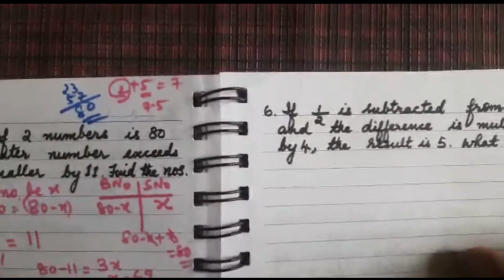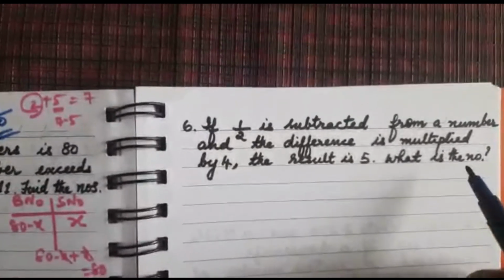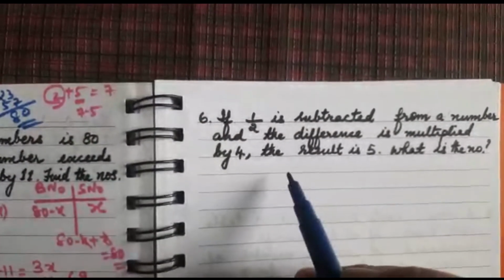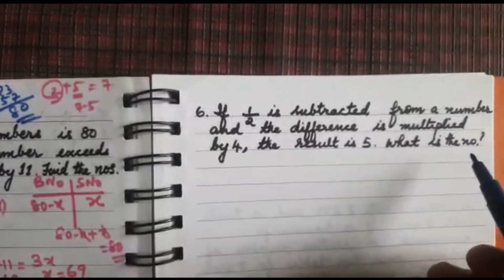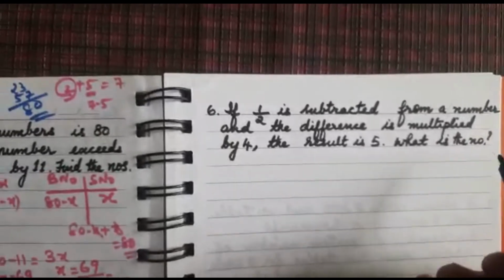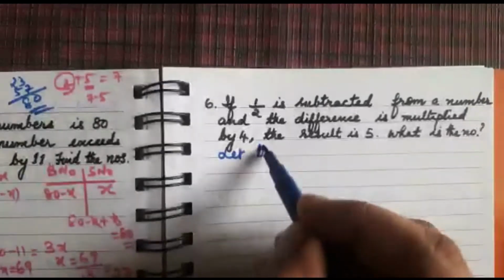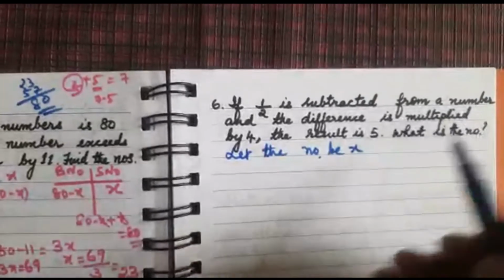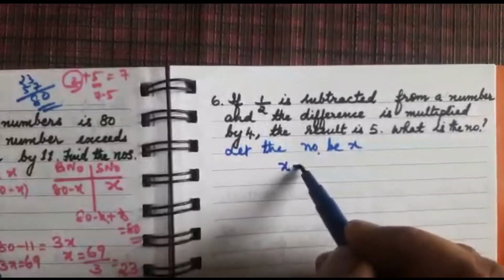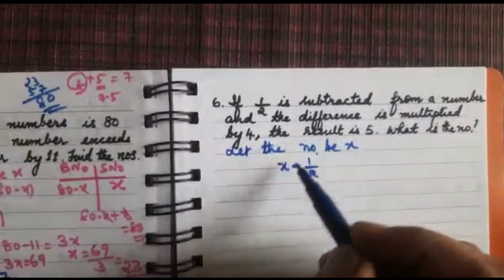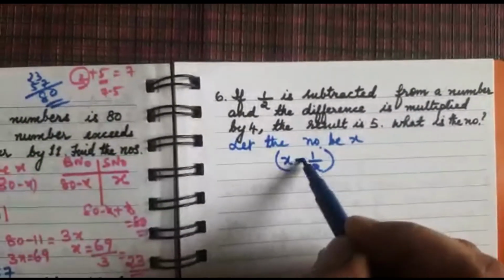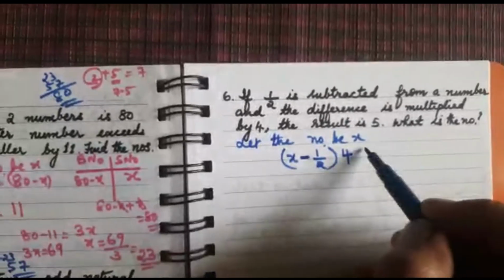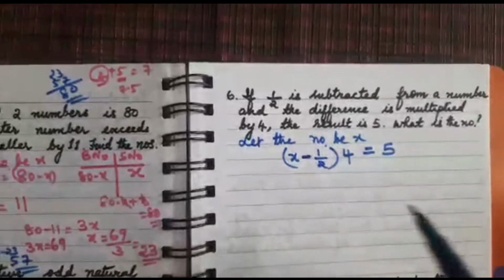if half is subtracted from a number and the difference is multiplied by 4, the result is 5. What is the number? That means half is subtracted. Let the number be x. Okay. Half is subtracted from a number, so half is subtracted means x minus half. And the difference, that is, find the difference, multiplied by 4. I am multiplying it.